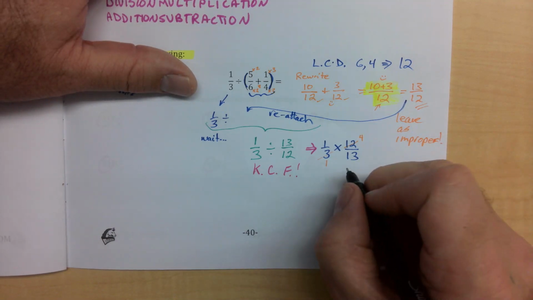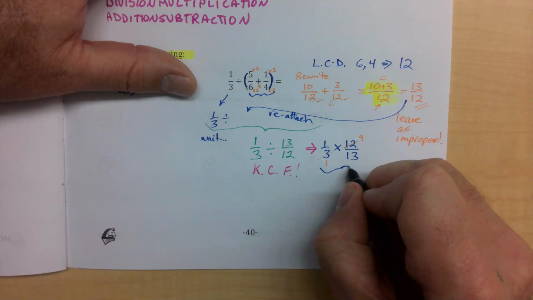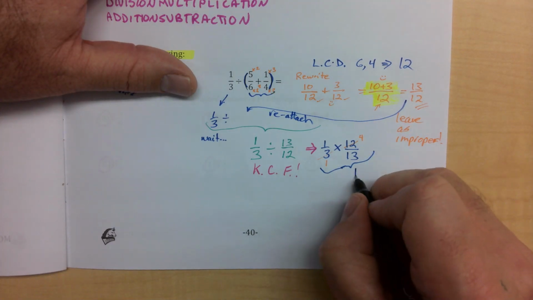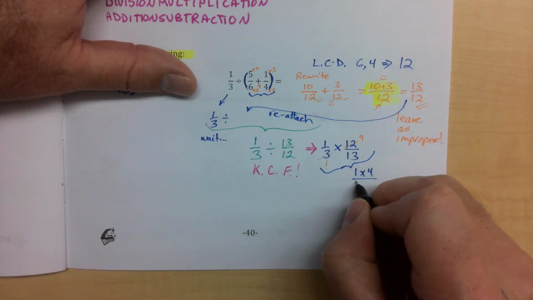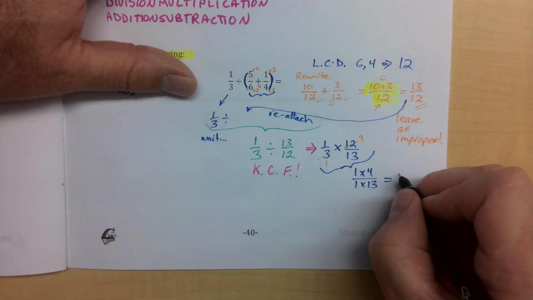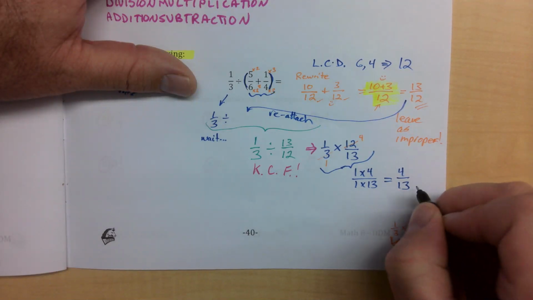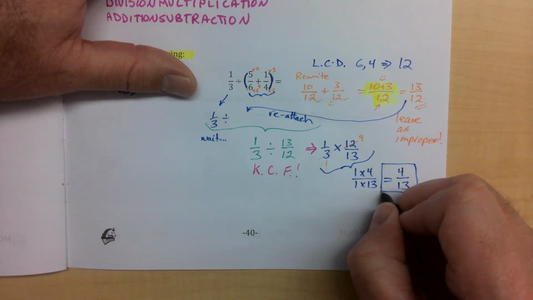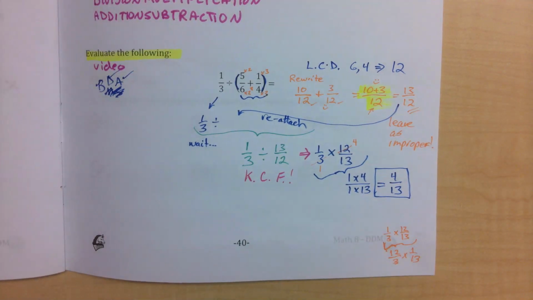Okay, what does that leave us with, this cross cancellation? That leaves us with 1 times 4 over 1 times, hey, look at that. I love it when there's ones to multiply, don't you? Say yes, grade 8s, you love it. Okay, 4/13. Good.